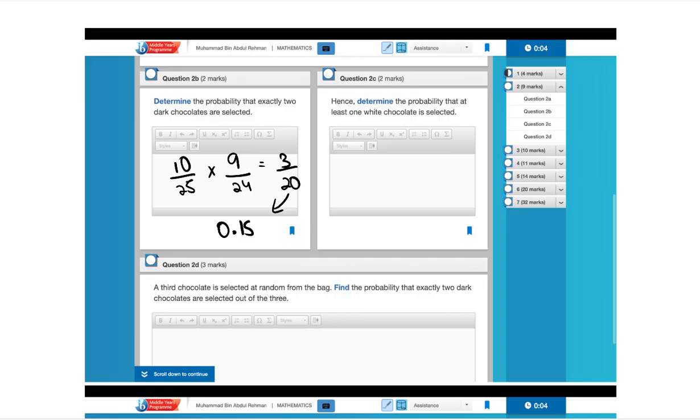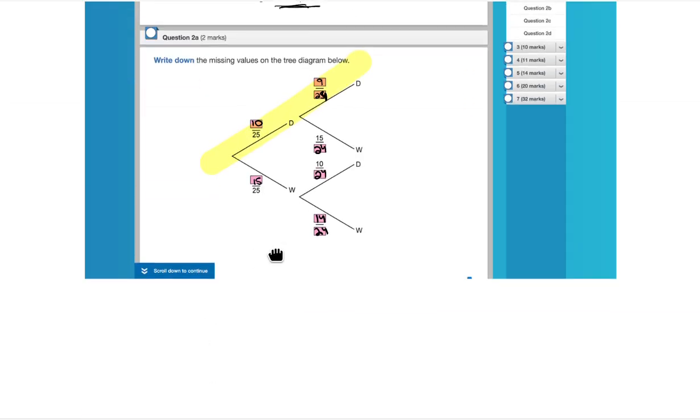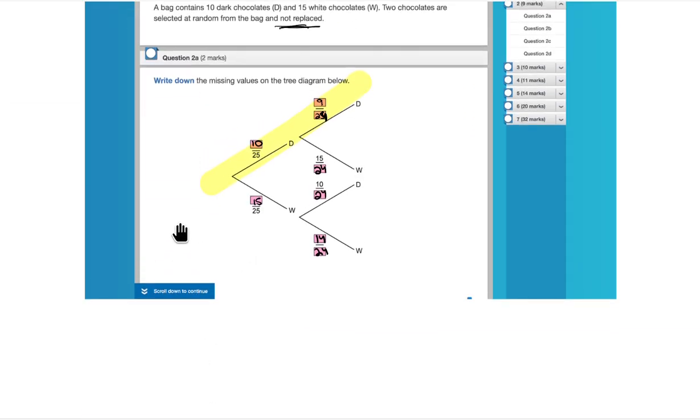Hence, now this is a past paper strategy. Whenever you see the word hence, it means that you have to use the previous part to solve that question. Hence, determine the probability that at least one white chocolate is selected. Okay, at least one white chocolate is selected.